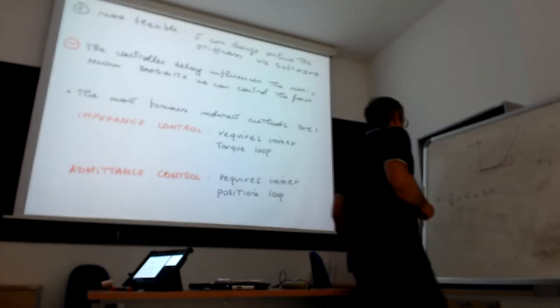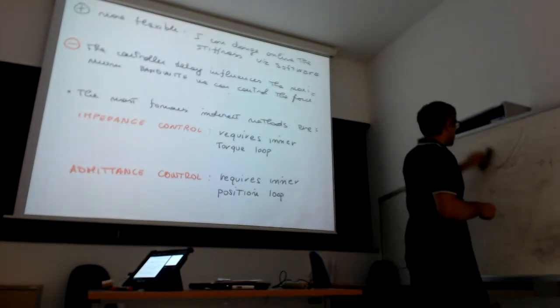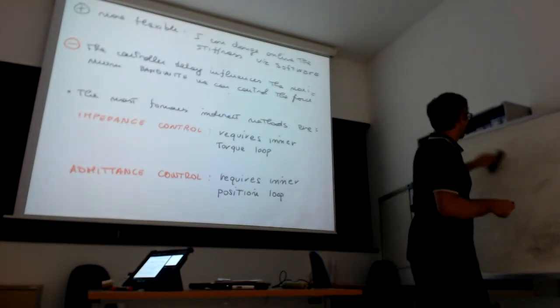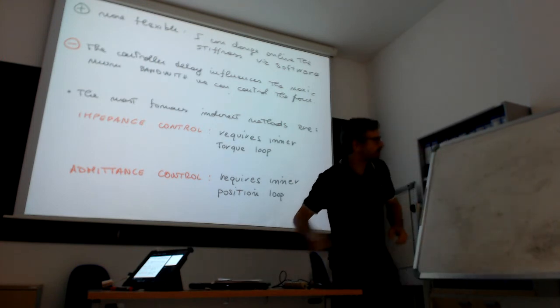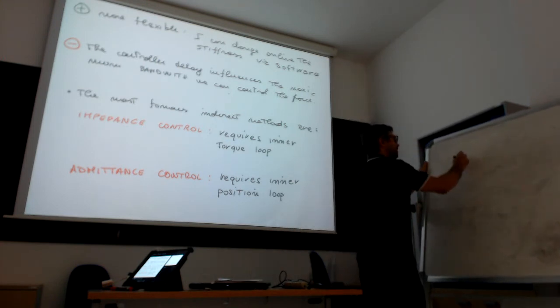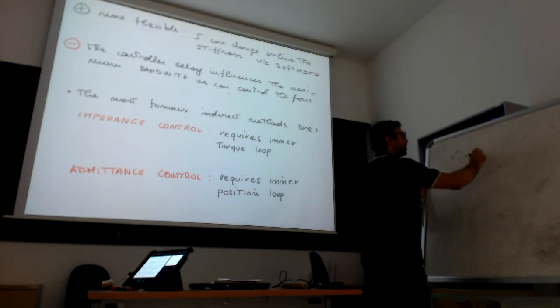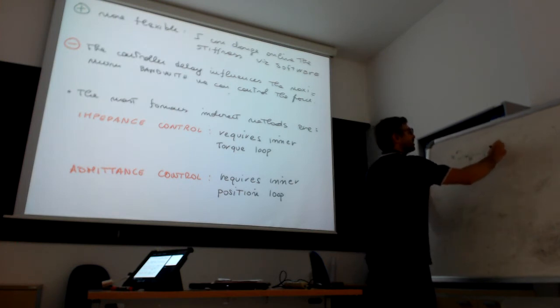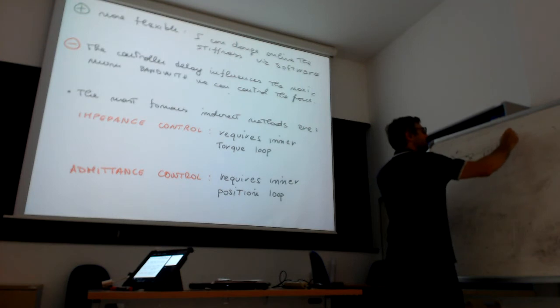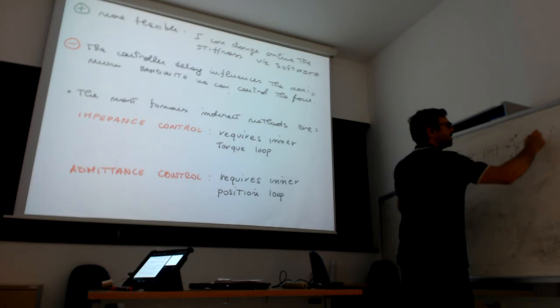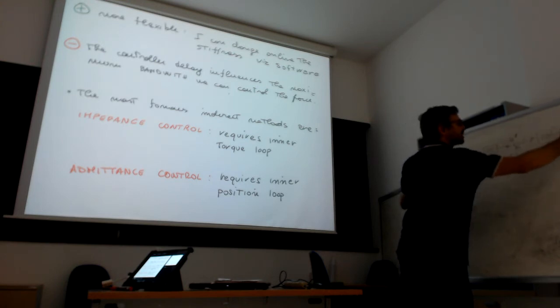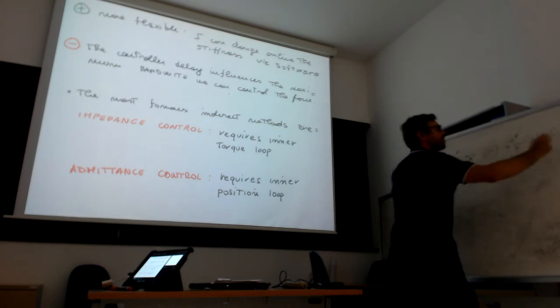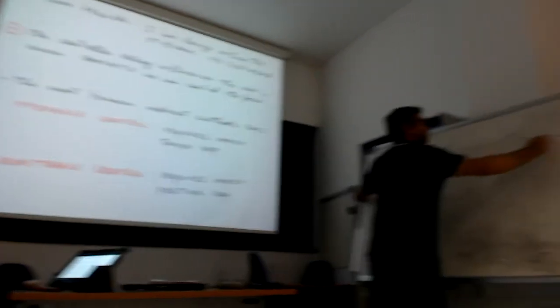So, in an impedance control, in essence, you have an outer loop, you have impedance control, then you provide a desired torque to a torque loop, and here you can have an inner torque loop in a cascade, providing torque to the robot.